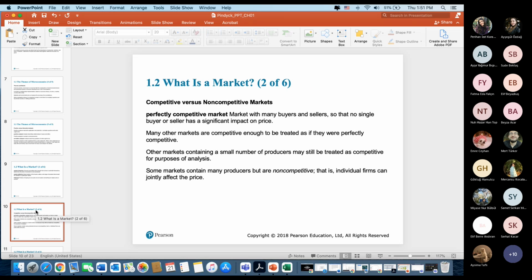No. Competitive versus non-competitive markets. A perfectly competitive market has many buyers and sellers, so that no single buyer or seller has a significant impact on price. Let me tell you what the items of this perfectly competitive market are.